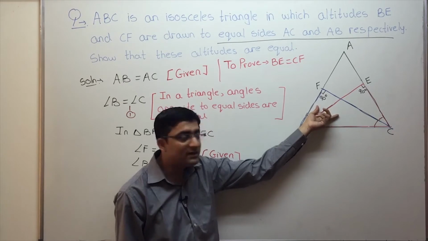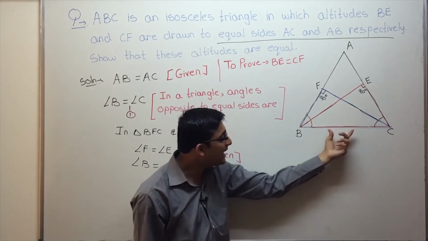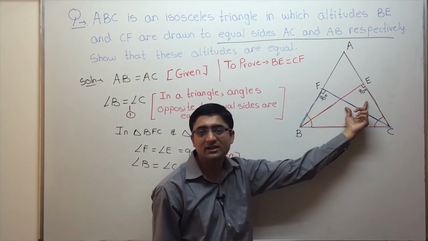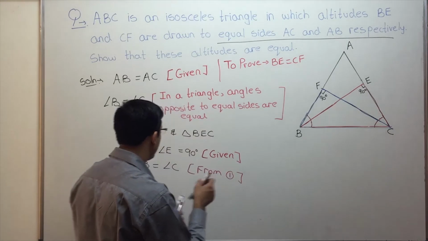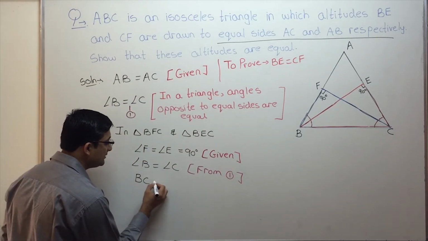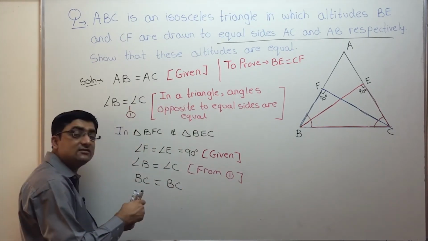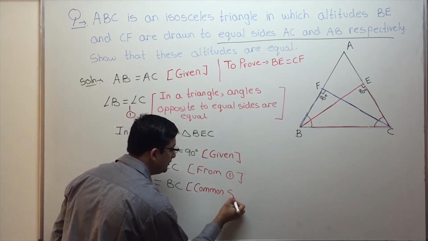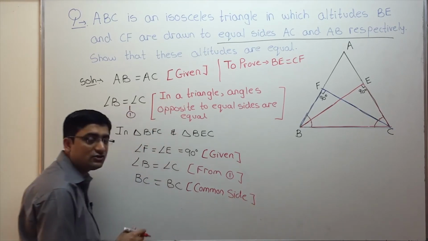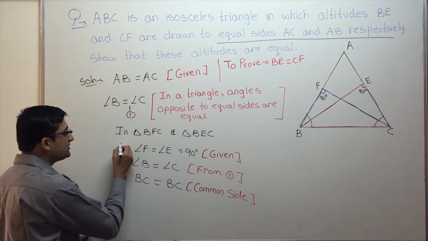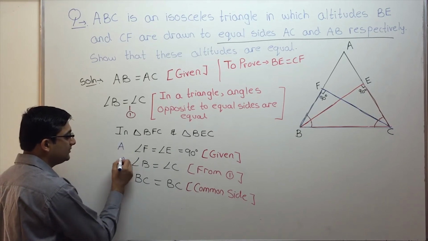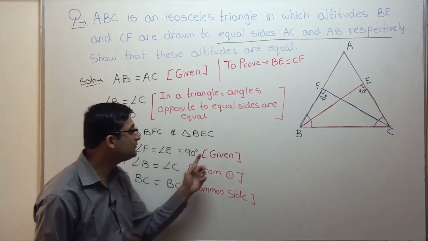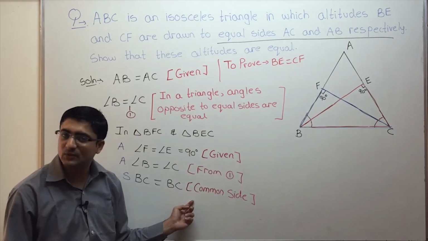BC is part of the blue triangle. BC is also part of the red triangle. I repeat, BC is part of triangle BFC, this one over here. BC is also part of the red triangle, triangle BEC. So BC is a common side, so common side is equal. So right over here, BC is equal to BC. What is the reason? Common side. So in two triangles, what have we shown to be equal? Two corresponding angles and a side. So the moment you get AAS, that means the two triangles are congruent. So whenever you have two triangles in which two corresponding angles are equal and the side is equal, they are congruent.